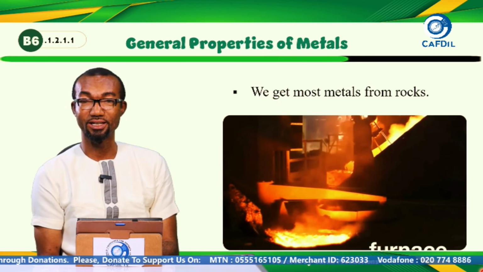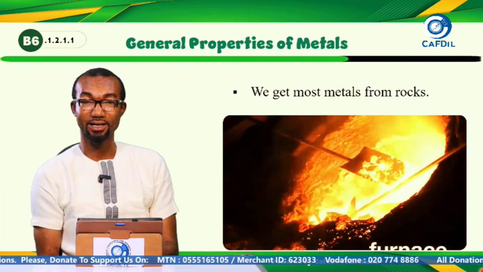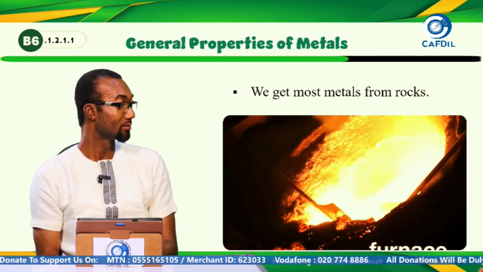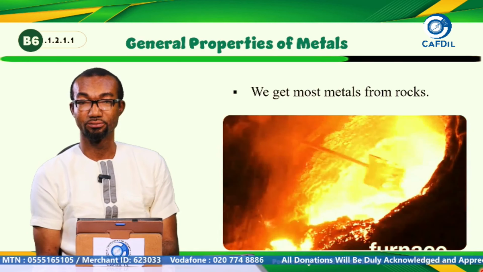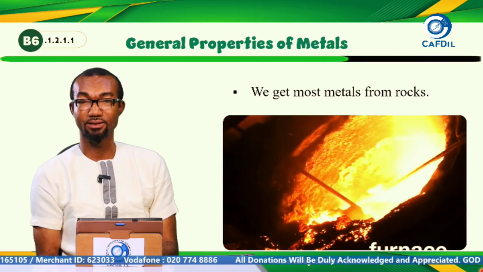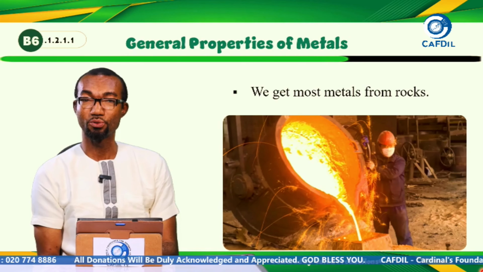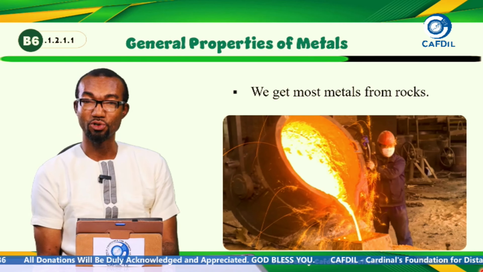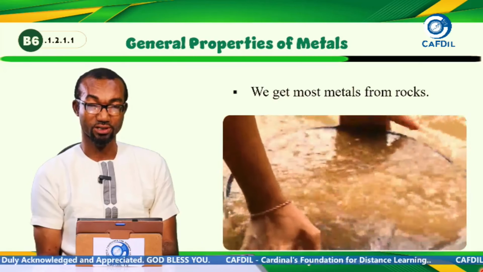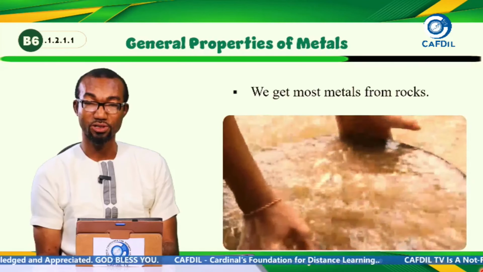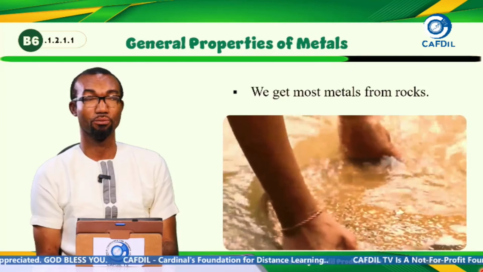At the end of the day, they put the rocks in a hot oven with extreme heat. It will just melt the metal so that they can shape it into different forms. So we get metals mostly from rocks. Remember that most metals, we get from rocks.